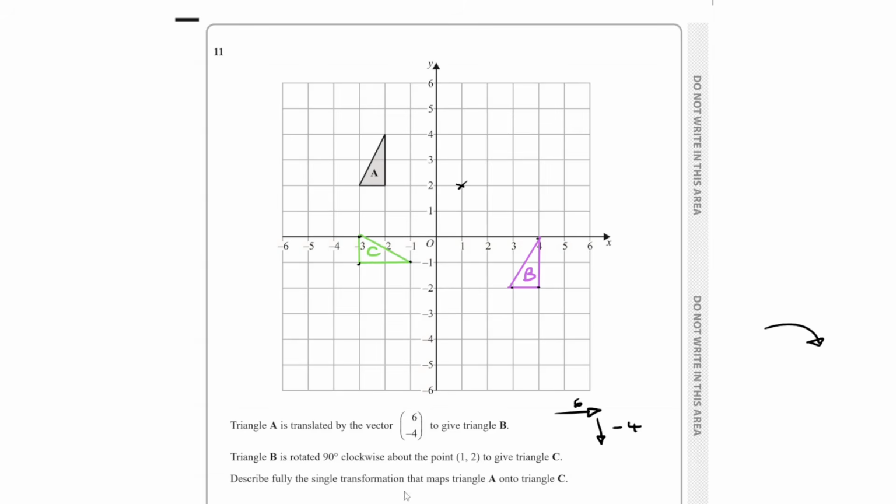Now we have to describe fully the single transformation that maps A onto C. So it's obviously rotated, hasn't it? We can clearly see that. It's not changed size or anything. It's not been literally translated. It's been rotated because it's now on its side.